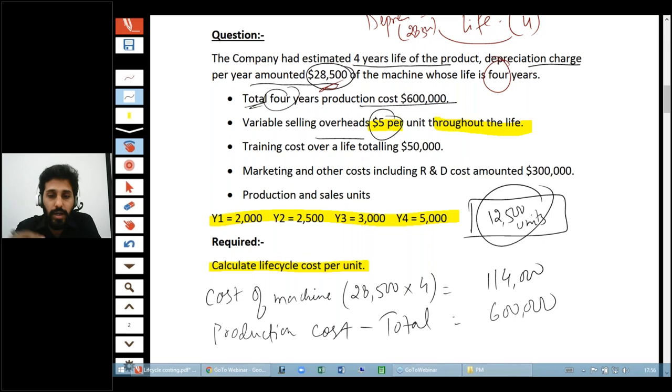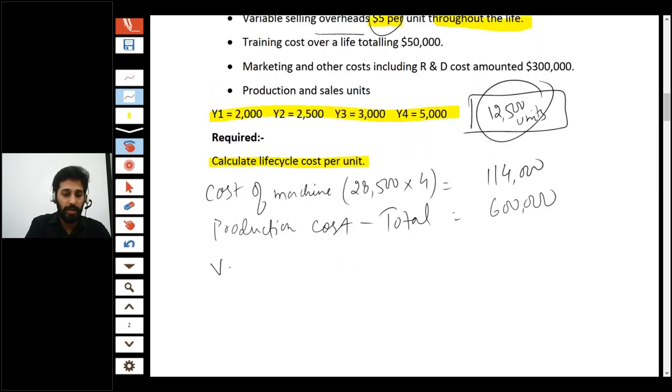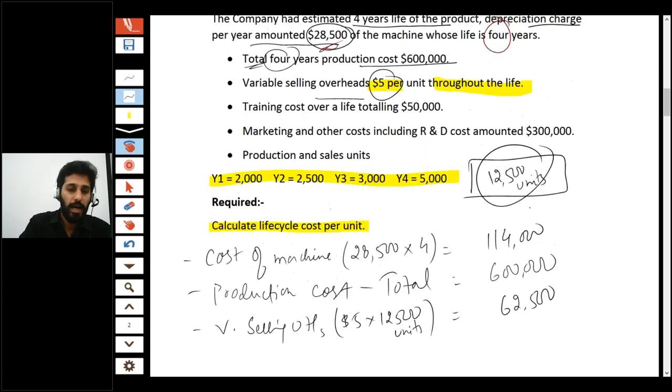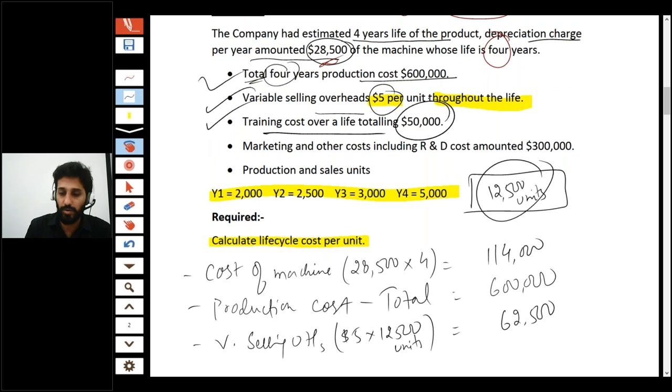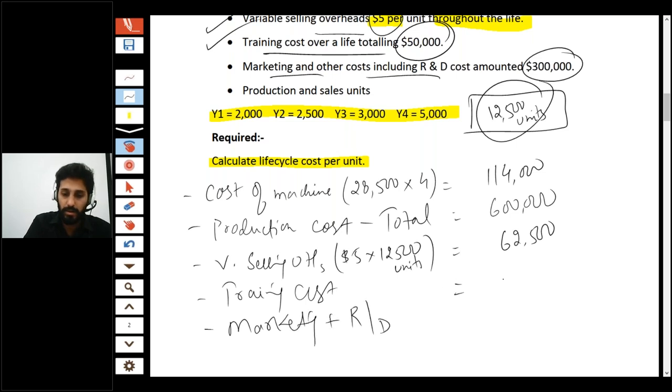So I need to calculate it accordingly. The variable selling overheads are $5 throughout the life, that is $5 into 12,500 units, which becomes 62,500. I have incorporated these things. Training cost over the life is 50,000, and marketing plus research and development and other costs are 300,000.